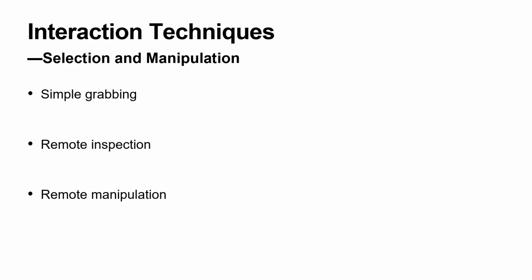We implemented 3 selection and manipulation techniques. The first one is simple grabbing. The idea is whenever the player's controller mesh or hand mesh is intersecting with a grabbable object and holds the squeeze button, both left hand and right hand are fine, we set the parent of this object to the player's hand mesh and also sleep its physics imposter.